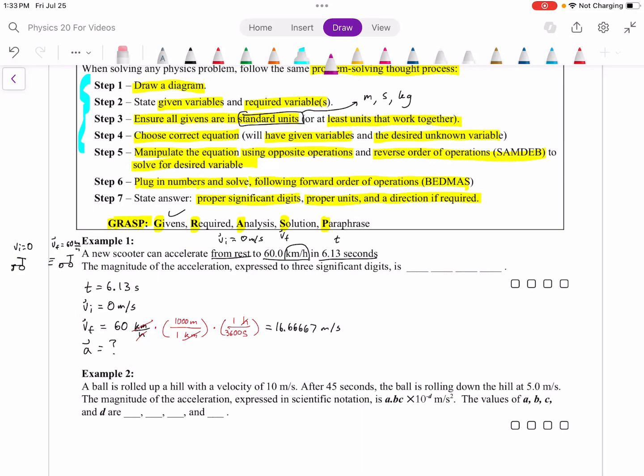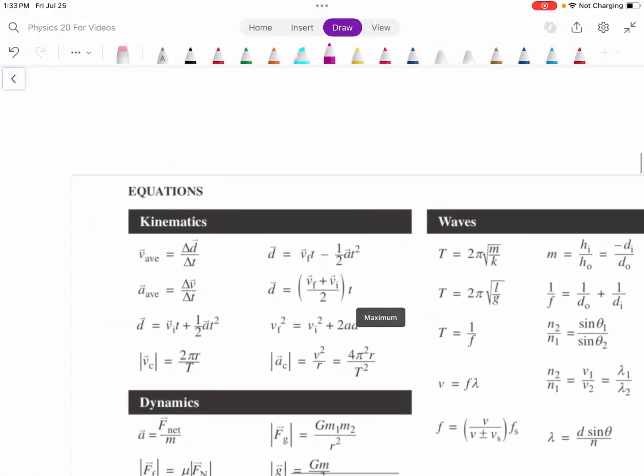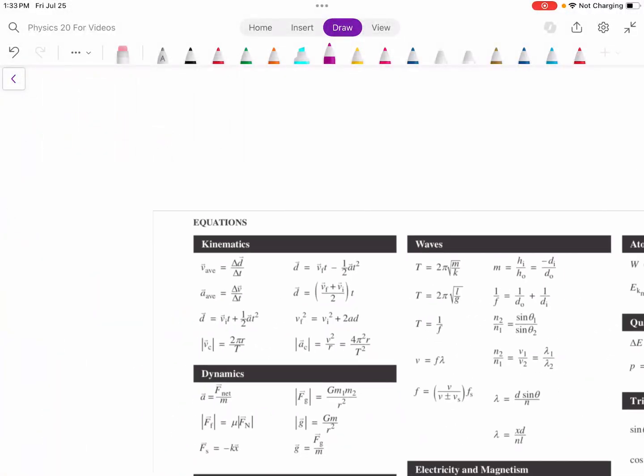Because now all we need to do is see what information we have and what information we want, right? We have T, VI, and VF, and we want A. So all we need to do is go to our formula sheet and find the formula that has all of that information in it and nothing else, right? So we'll take a look at our kinematics section up here, and for example, we can see this one's no good because it has displacement, right?